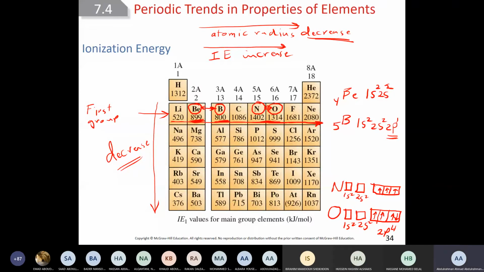Give me a good reason. Look at the electronic structure and tell me what's a good reason. Because it has more electrons than the p orbital. Yes. No, it's only one thing. Look, what's the difference between the p orbital of nitrogen and the p orbital of oxygen? What's the difference?